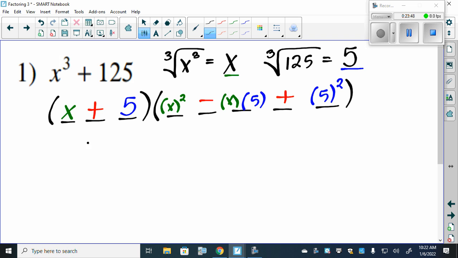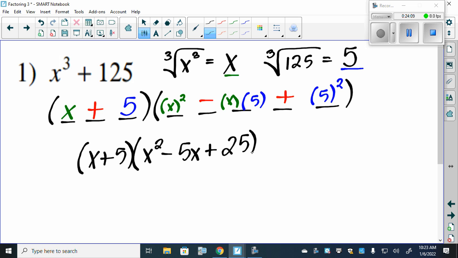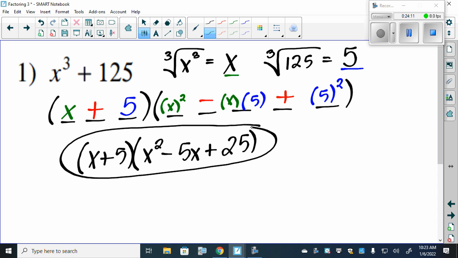Now, the first set of parentheses really isn't going to change. We're just going to have x plus 5. x squared is just x squared, minus 5x. x times 5 is going to be 5x, plus 25. And that's it. Easier than y'all thought that was going to be? And luckily it works out in that nice pattern and that nice flow for us to be able to get there. We ready for another one?